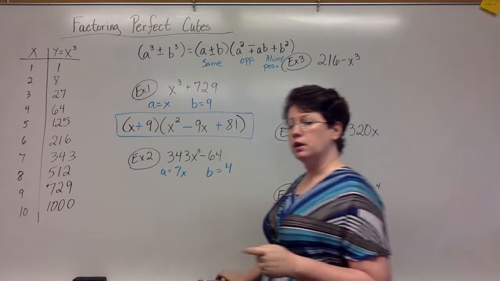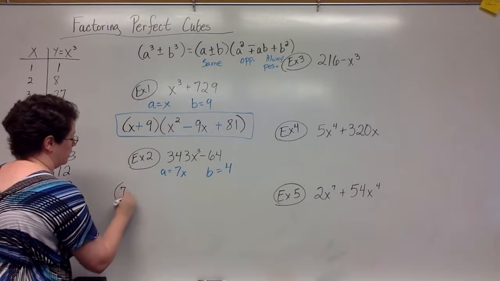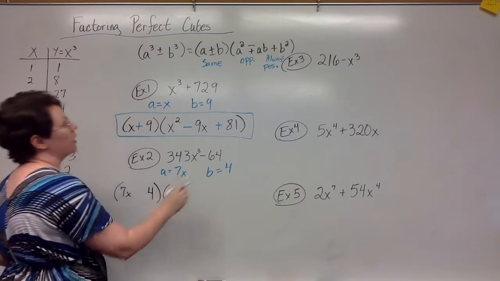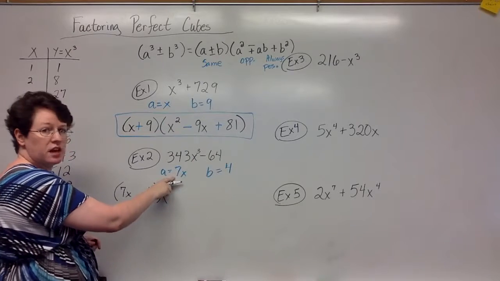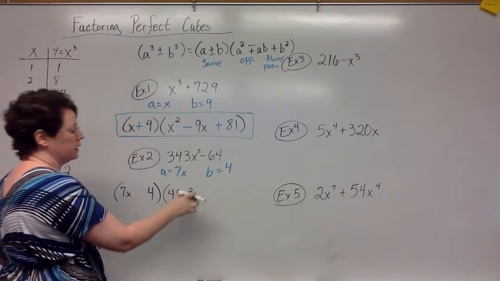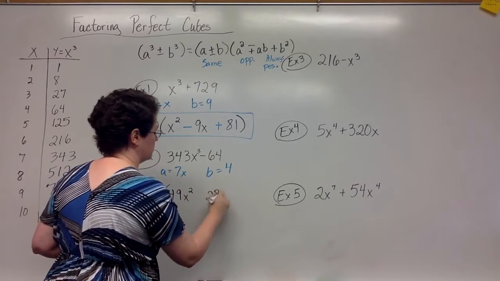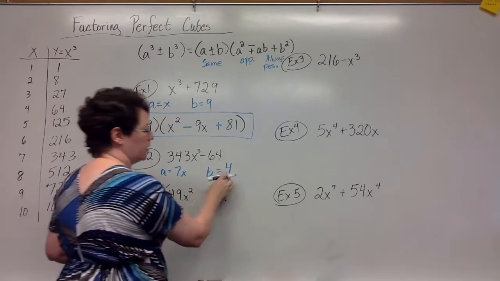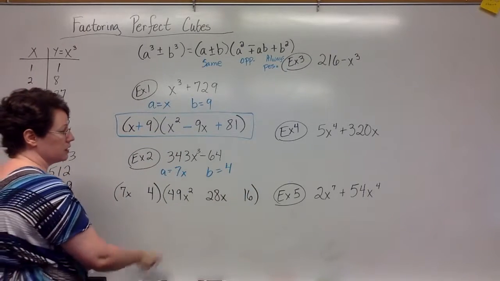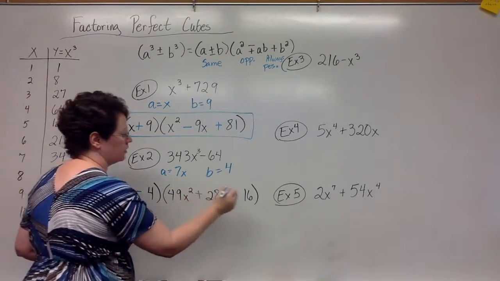So now all we got to do is plug it in. First one's easy, right? It's just A with B. Super easy, okay? Now we have A squared. So I have to square the 7 and the x. So I get 49 x squared. Then A times B. What's A times B? 7 times 4 is 28 with an x, because there's an x there. And then 4 squared, 16. Okay? Now let's do the signs. What's the sign of my problem? Negative. Same sign, opposite sign, always positive.